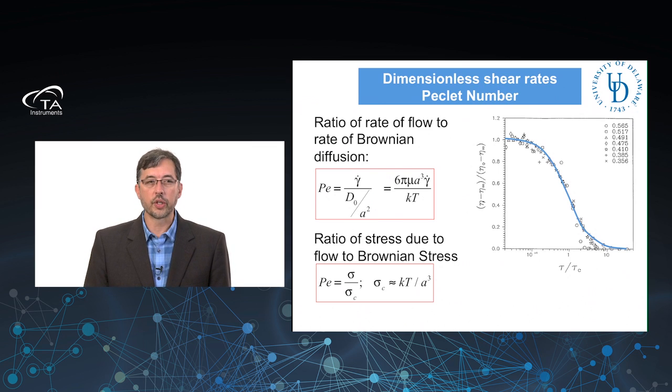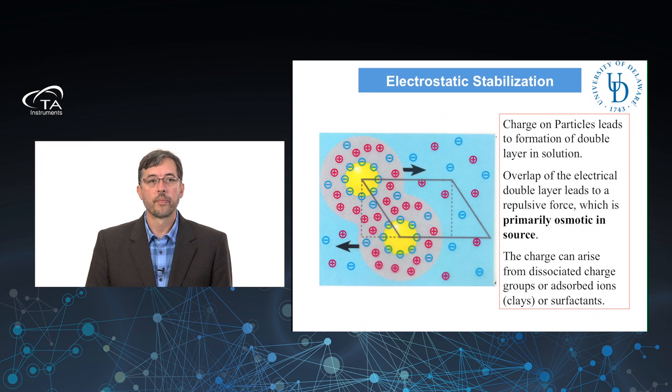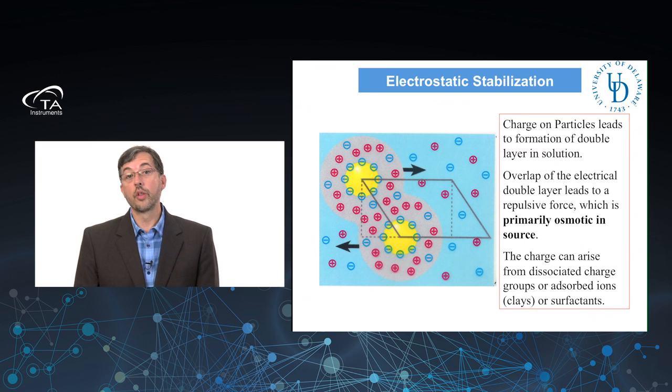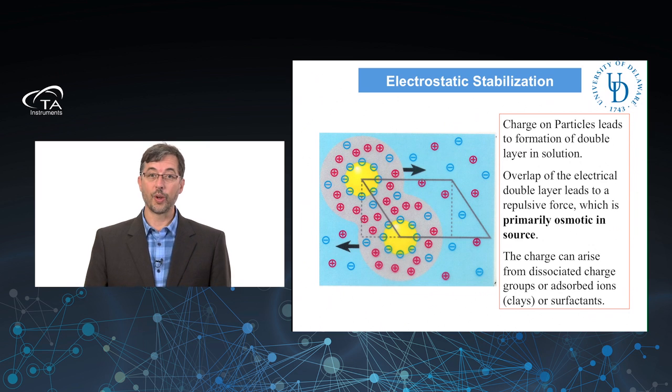We could say there's a characteristic stress, which we just talked about, right? That's kT divided by the particle size cubed, right? The energy per volume. And you get a very similar relationship, also a Peclet number, based on stress instead of shear rate, that tells you whether the stress you're applying to the suspension is low or high. Okay? Now, there are other forces, as I mentioned in the beginning, in the colloidal world.